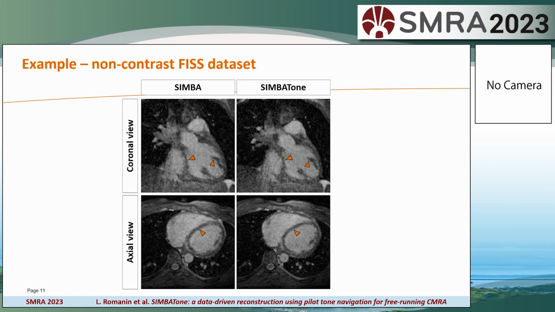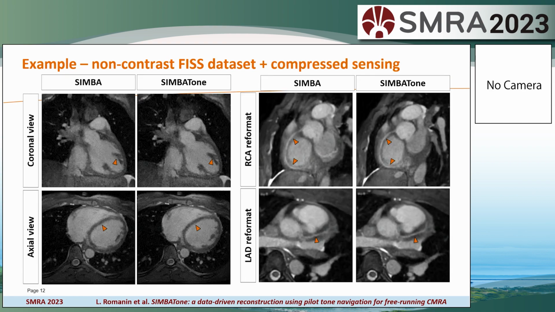We have better delineation of the cardiac anatomy, especially of the papillary muscles and of the myocardial wall. And if we apply some compressed sensing to account for the very undersampled acquisition, we can even have a very good delineation of the coronary arteries, which are much more visible using Symbaton compared to SIMBA.